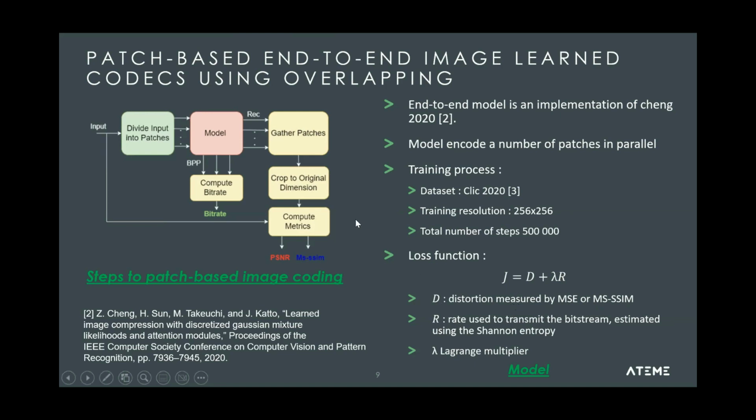So when we use this model to code our patches, we also use the ability of the GPU to code multiple patches in parallel. And so we do that. We use the parallelization according to the available memory we have on the machine.